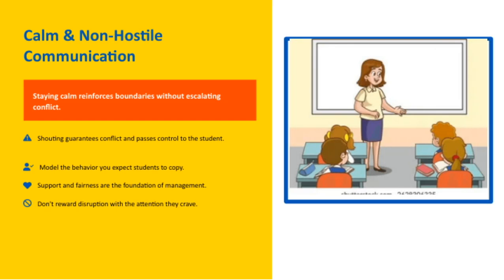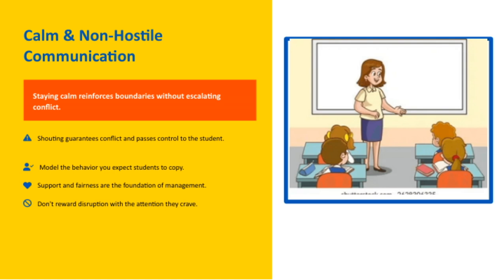Let's start by understanding a common mistake. Don't reward disruption with the attention they crave. When students act out, giving them attention can sometimes encourage more of that behavior, which isn't what we want. Instead, support and fairness should be the foundation of our management approach. When students see that we're fair and consistent, they're more likely to respond positively.